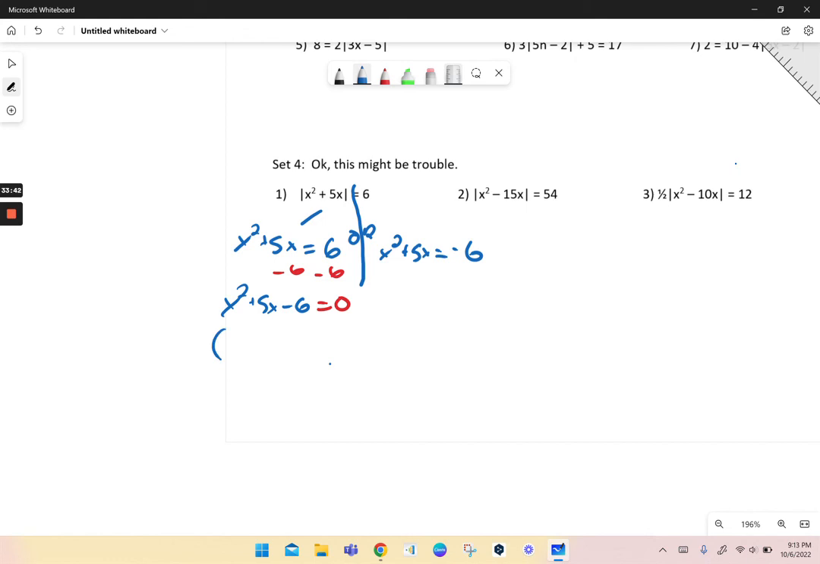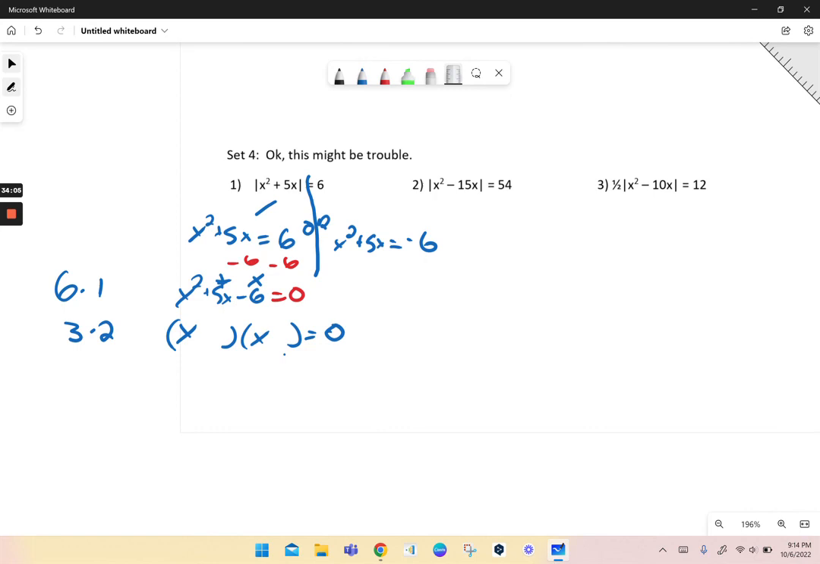X times x is x squared. We need two numbers that multiply to make negative 6, but add to be 5. So the ways to multiply to make 6 are 6 times 1 or 3 times 2. And these both can kind of make 5, right? 6 minus 1 is 5. 3 plus 2 is 5.